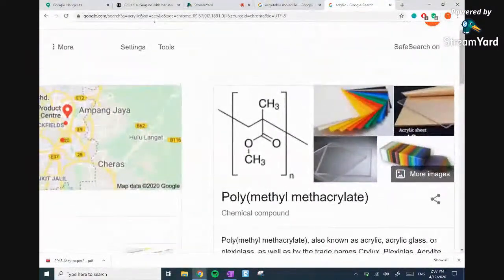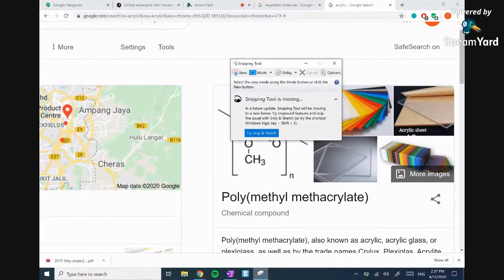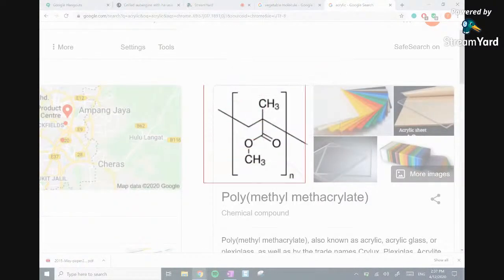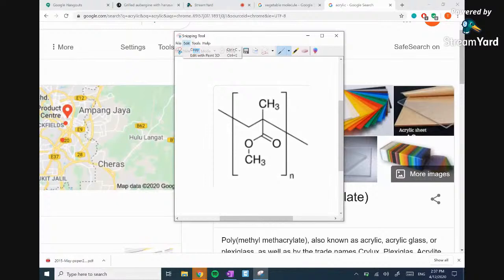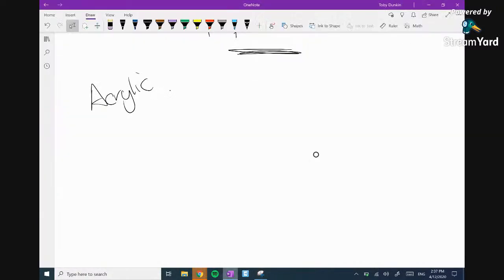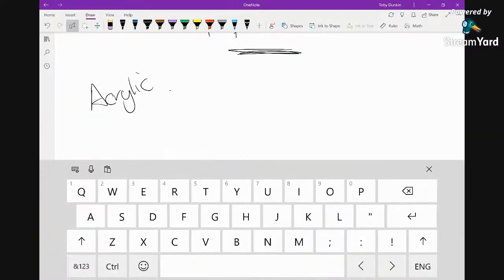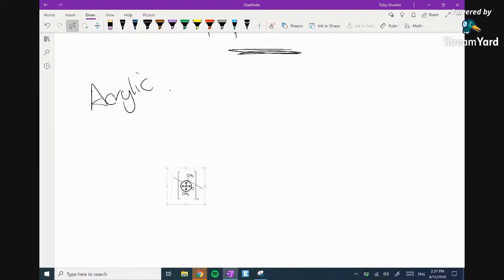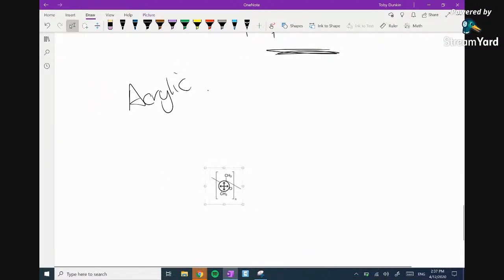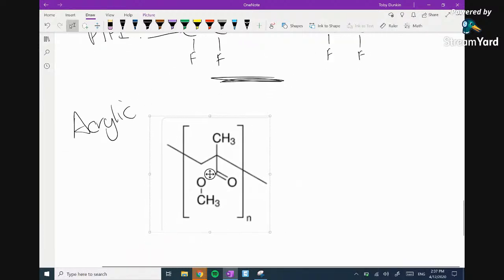So, quickly, exercise. Let's translate this into the monomer. What I want to do is snip that. This is exactly the kind of question you'll get at A-level. They'll give you this and then say, draw the monomer. Totally reasonable. That's what I've just had to do. I've looked up the polymer, and it's given me that picture.